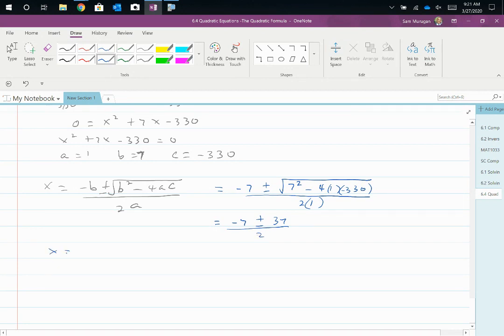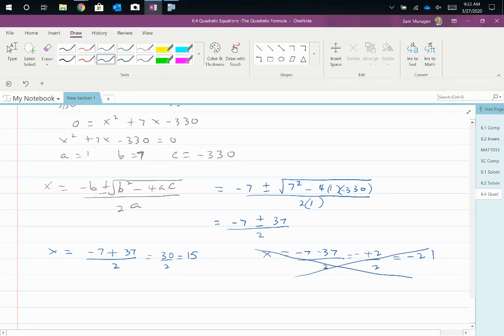So x is equal to negative 7 plus 37 over 2, which is 30 over 2, which is 15. And then x is equal to negative 7 minus 37 over 2, which is negative 44 over 2, which is negative 22. I hope you can see the quandary here, because the side cannot be a negative length, so we discard this answer.